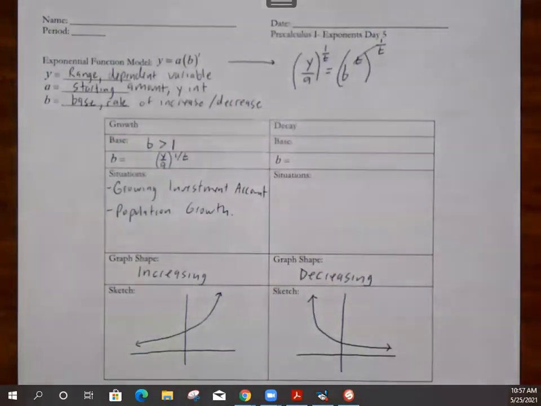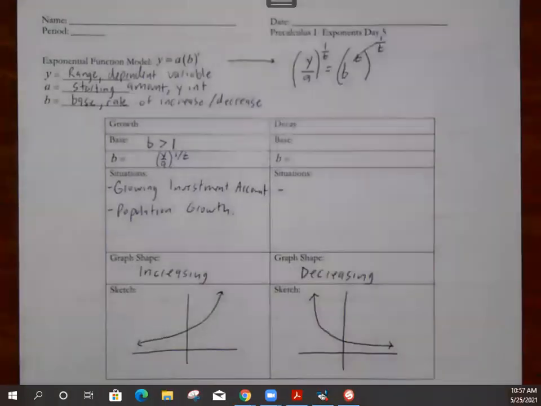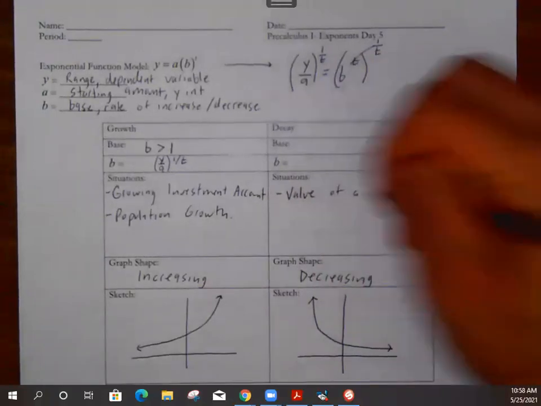And for a situation, I think of a decay situation. Yeah, like a car's value. Very good. Awesome. Yeah, cars are generally depreciating assets, they lose value. If it's a vintage car, like a car that they don't make anymore, it could actually increase, but generally speaking, cars are depreciating assets. Value of a car. Excellent.